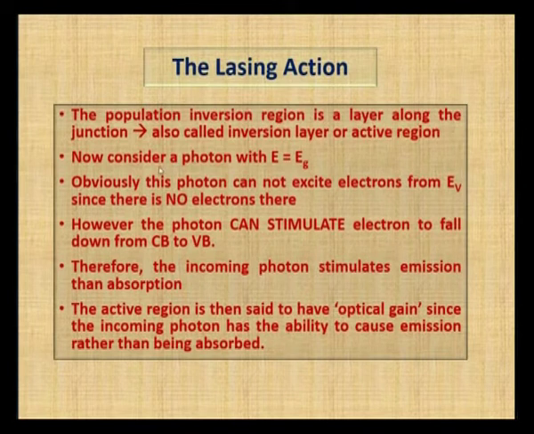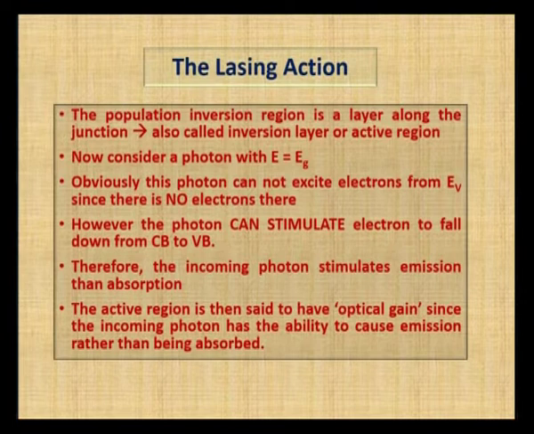Now consider E equal to Eg. This happens when the energy of the photon is equal to Eg. Obviously, the photon cannot exist by exciting electrons from Ev, since there are no electrons there. When E equals Eg, there will be no electrons in the valence band, because due to the population inversion all the electrons are already in the conduction band. However, the photon can stimulate electrons to fall down.